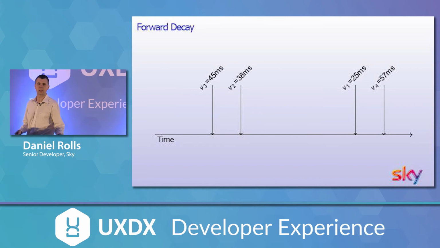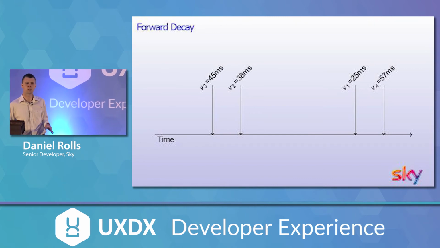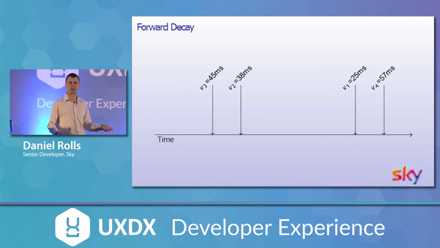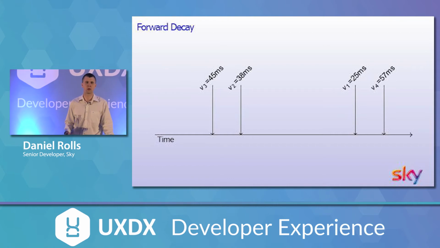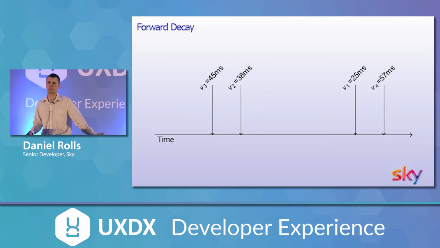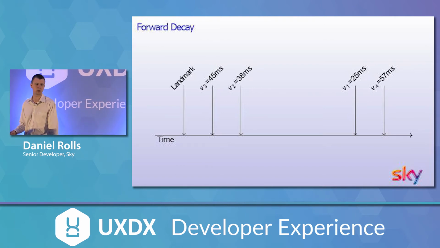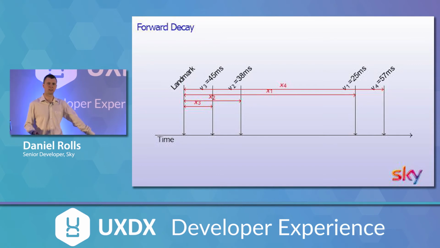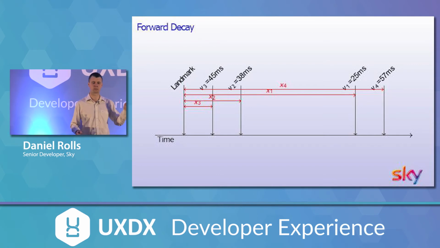So if you could imagine a timeline, and imagine events on this timeline, which I will denote V, representing response times. Let's pick an arbitrary point on this timeline. Go to the next slide. We pick an arbitrary point called a landmark. And let's measure on the next slide the distances between the landmark and the response times.